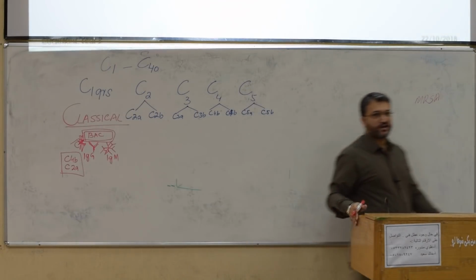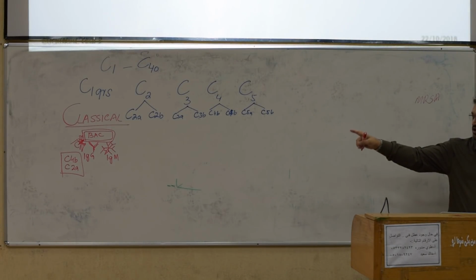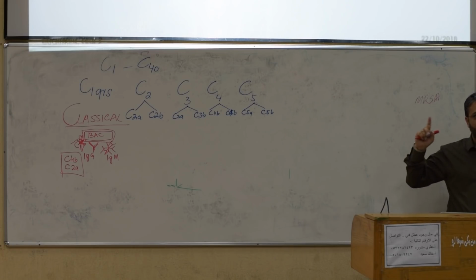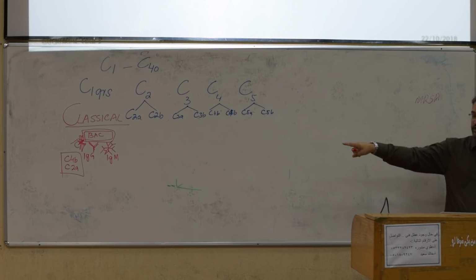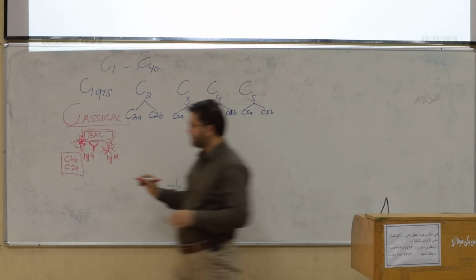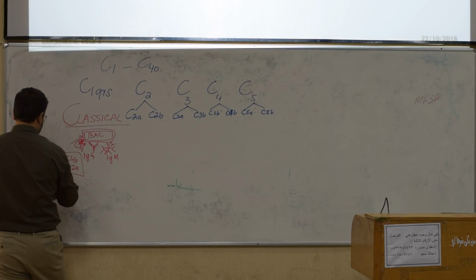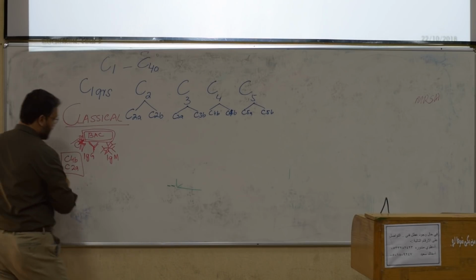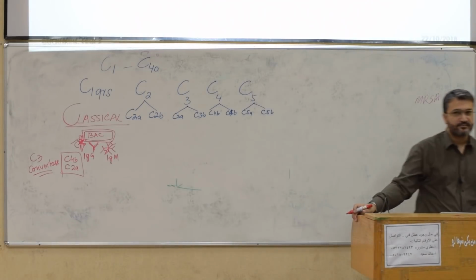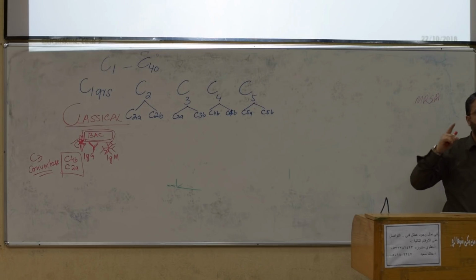Which number is missing so far? No, it started with 1, gone to 2 and 4. Any number missing in between? 3. So C4 and C2A, they collectively are called C3 convertase. What does convertase mean? To convert. The enzyme that is going to convert C3 into C3A, C3B.